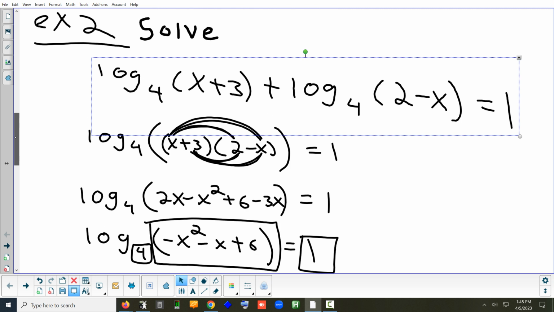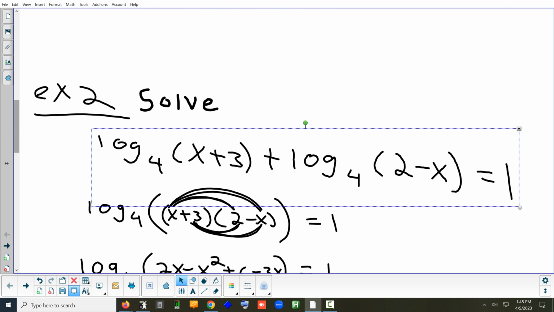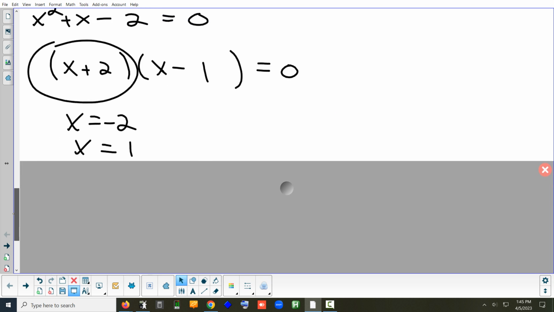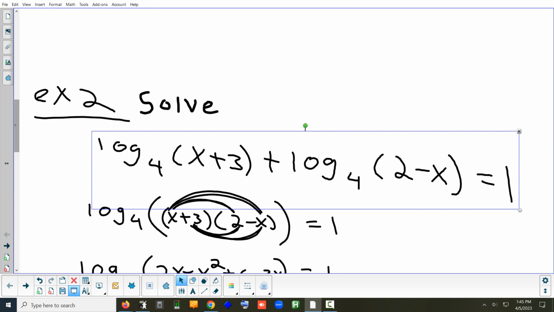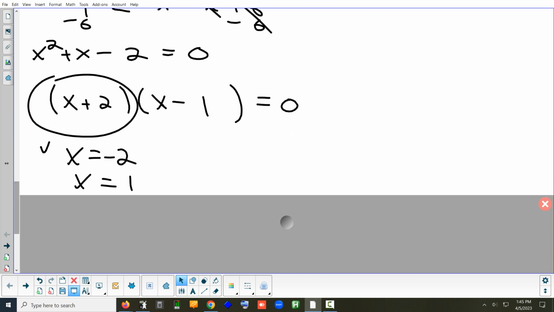Let's try negative 2. Ryan, what's negative 2 plus 3? 1, so that's a positive number, that's fine. And what's 2 minus negative 2? Oh, 4. So when you plug these numbers back in, you never end up with a negative here or here, which means both of the answers work. So they're both good.